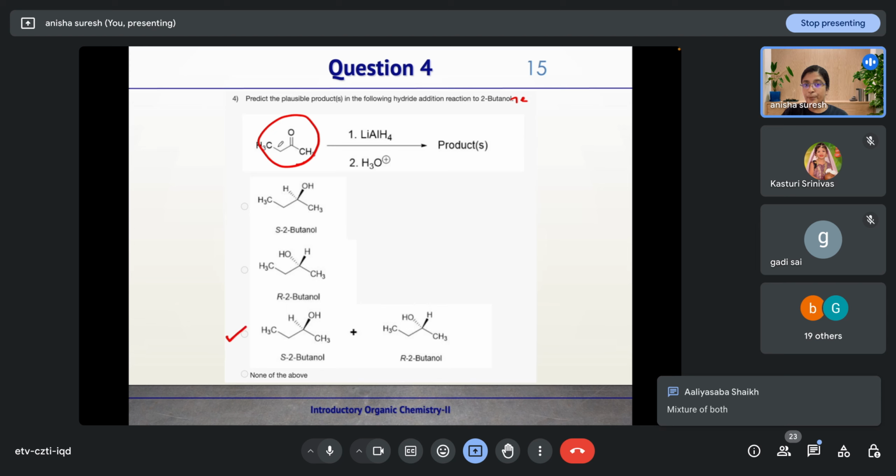Since there is no stereogenic center adjacent to this carbonyl, we cannot consider the Felkin-Anh model. So we can consider that LAH is adding to both the Re face and Si face of this 2-butanone. Hence, it will result in a mixture of both S-2-butanol and R-2-butanol.